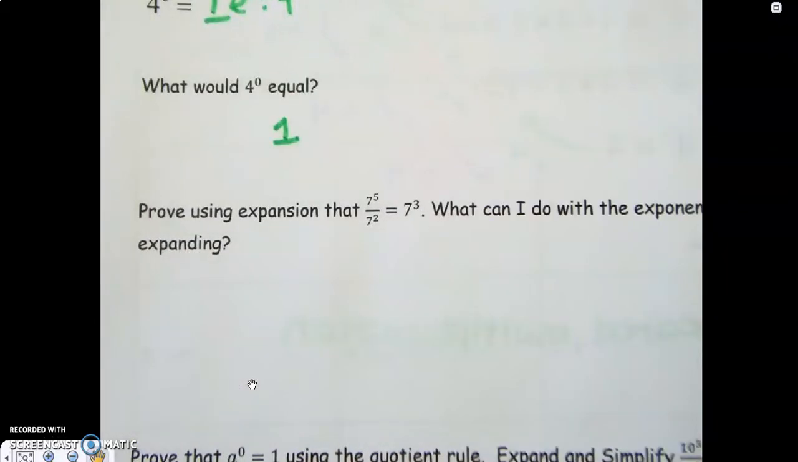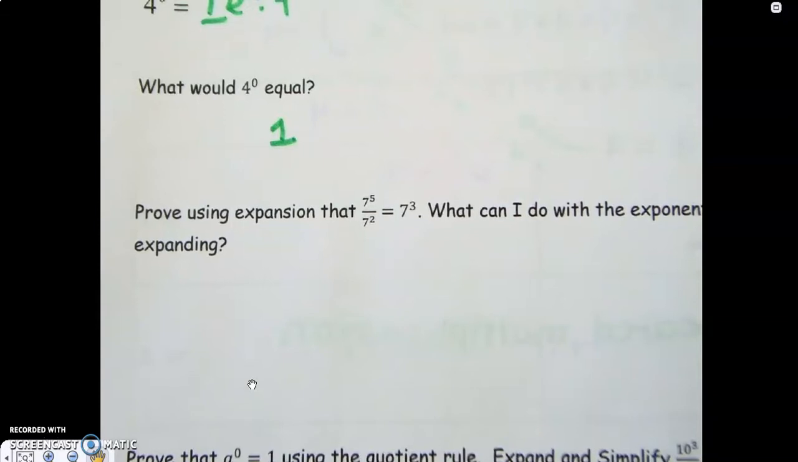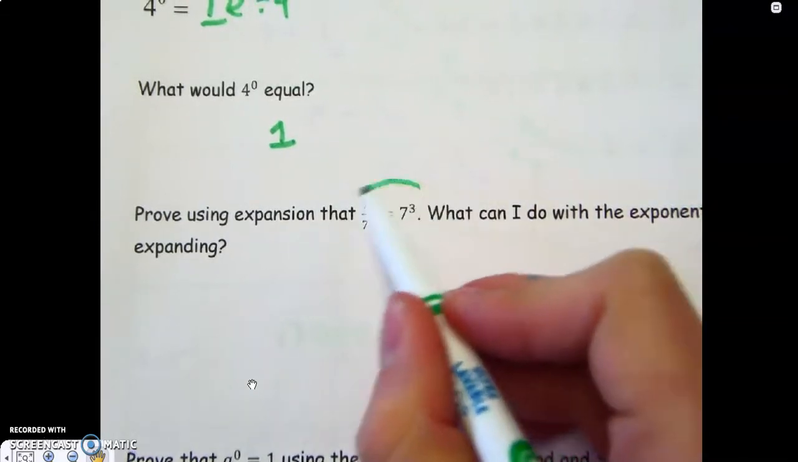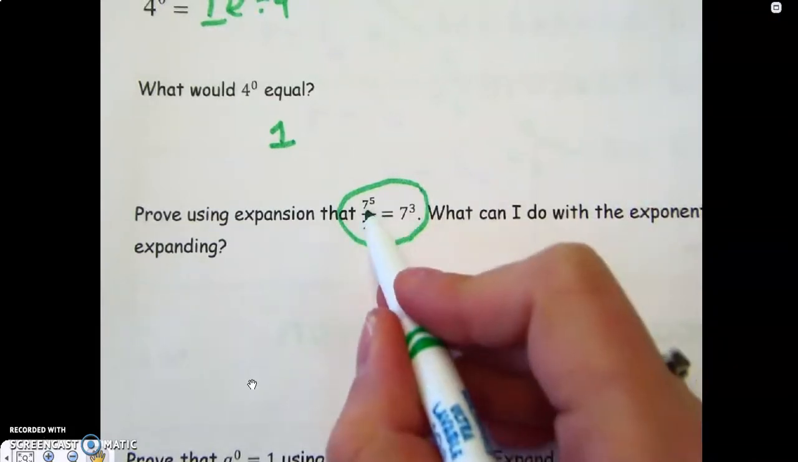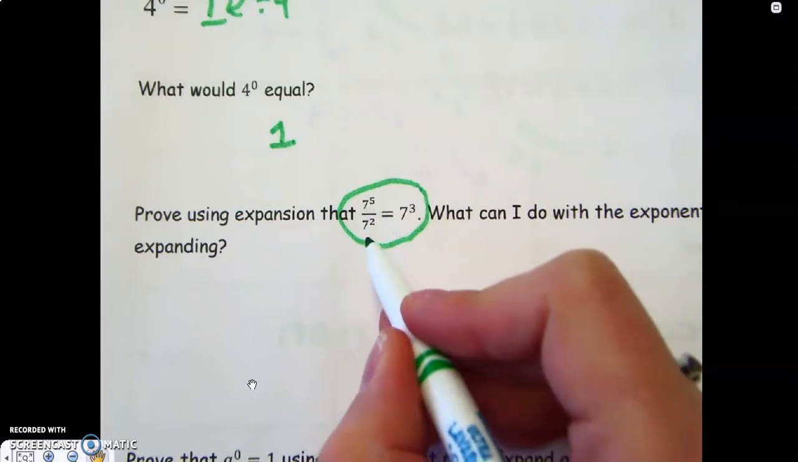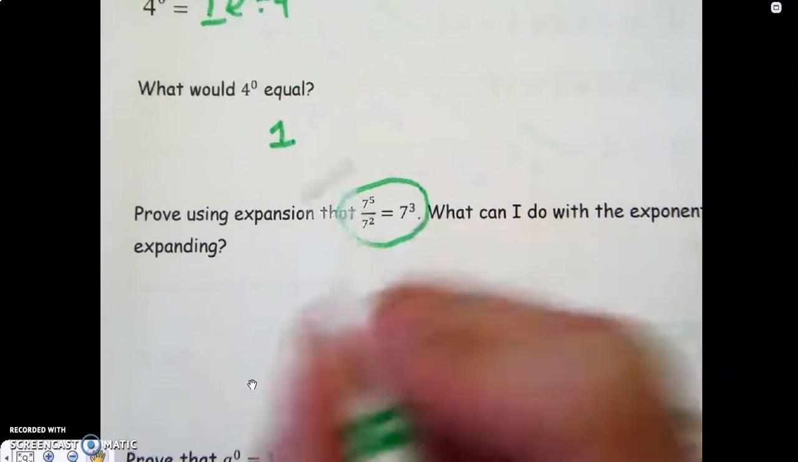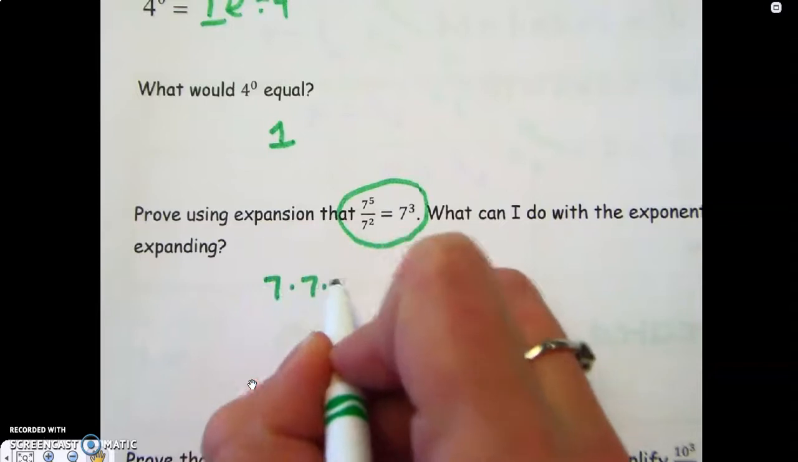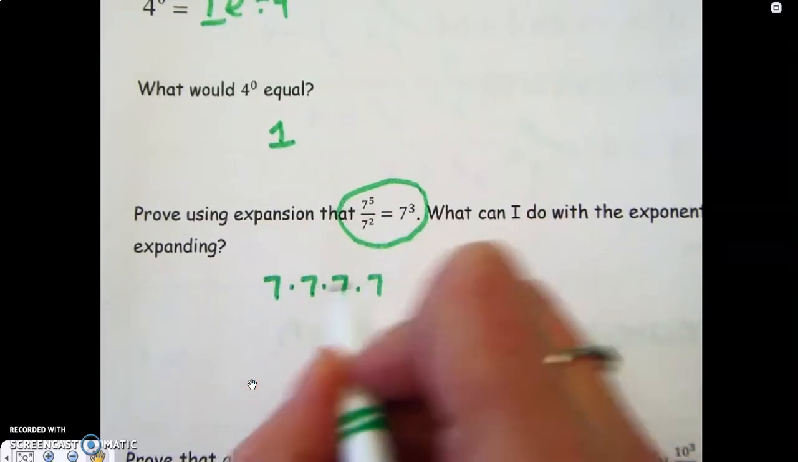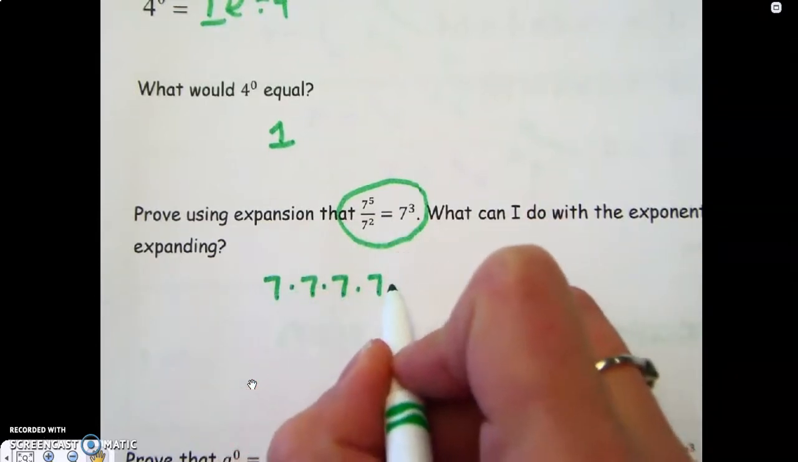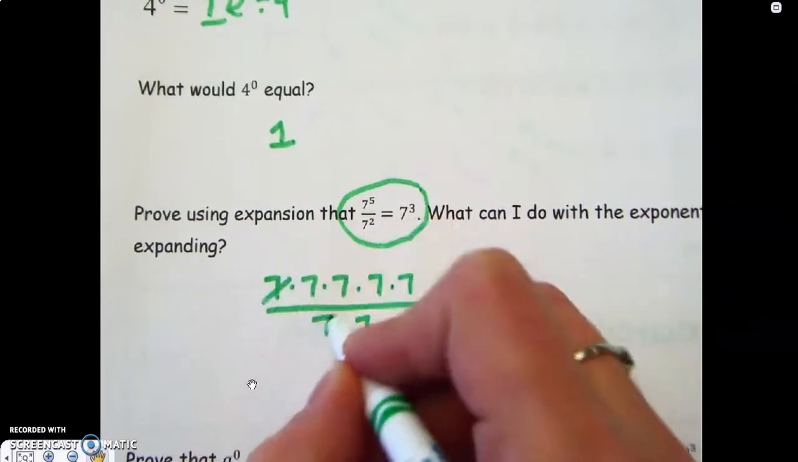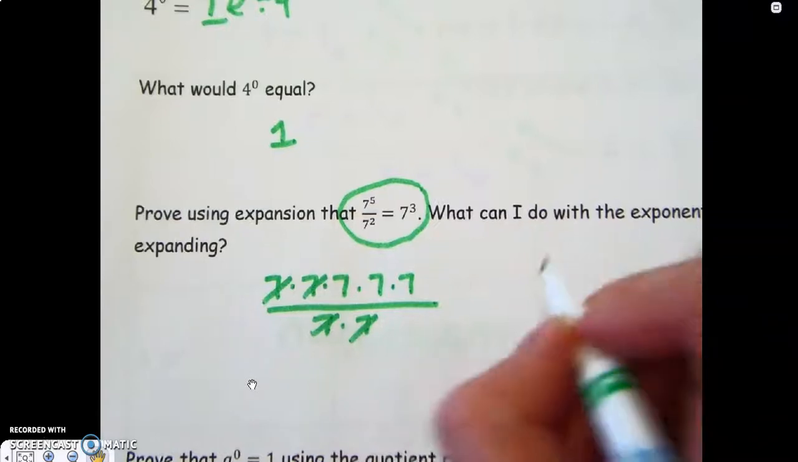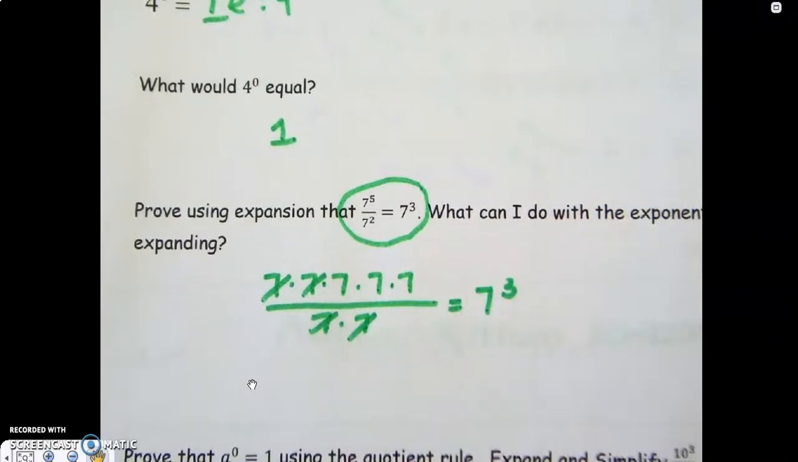Okay, so let's prove that using expansion. We're going to first prove that this is true, and to do that, I'm going to use expansion. I'm going to expand the top just like we were doing the past couple days, and expand the bottom, and then simplify and see what I get. So if I do this, I have 5 7s, and then I divide by 2 7s, and if I divide them out, I get 7 to the 3rd.